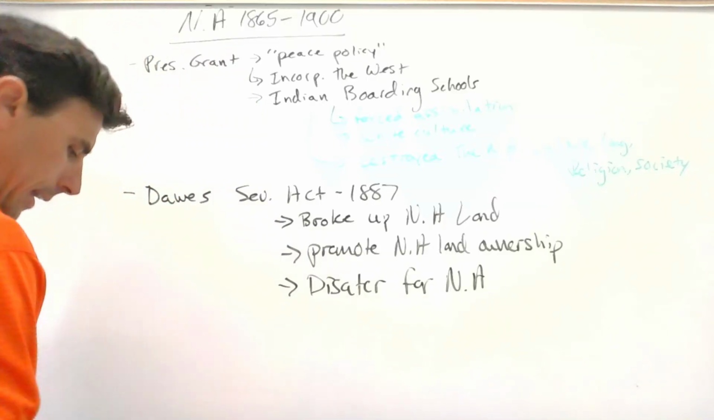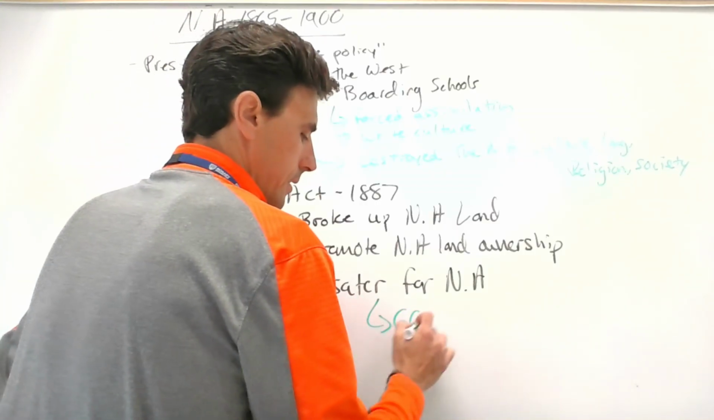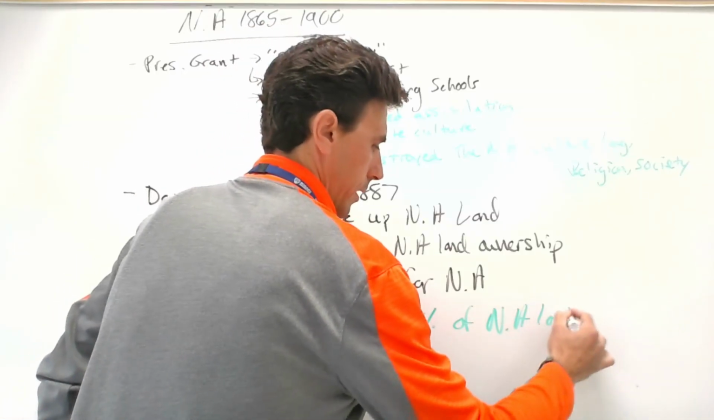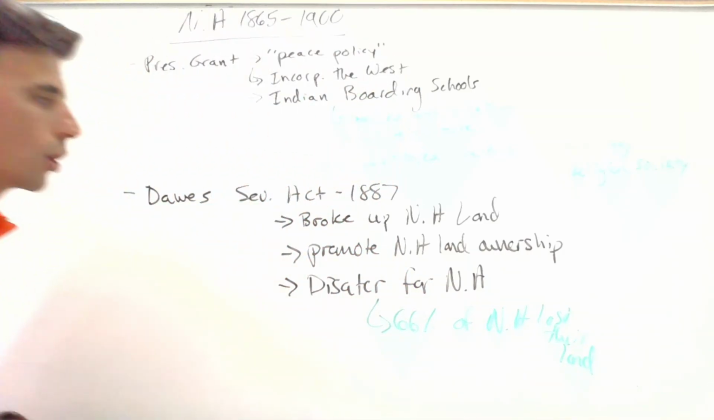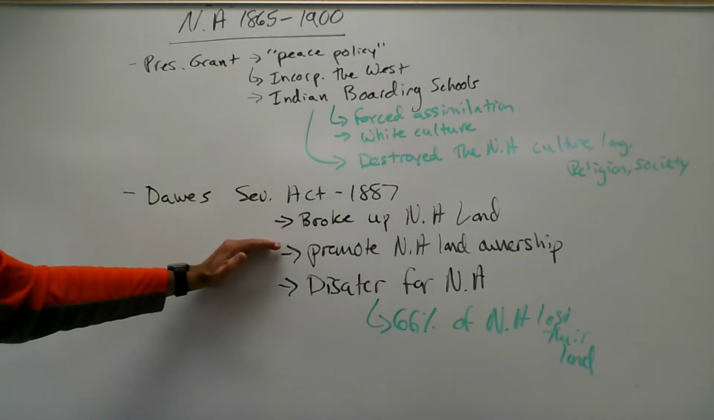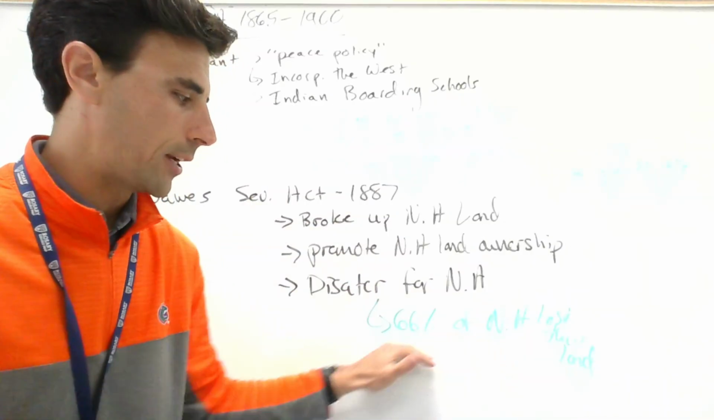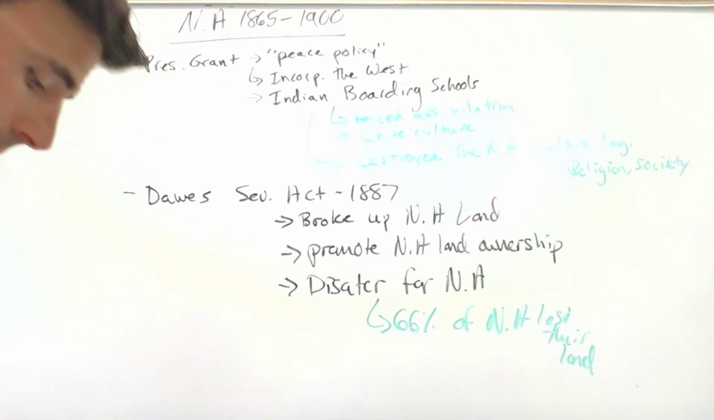What it did is it actually resulted in 66% of Native Americans losing their native land. All right. So the Dawes Act was about breaking up land, trying to promote Native American ownership, but essentially we took it from them and forced them out of it. And nearly two-thirds of Native Americans lost their land.